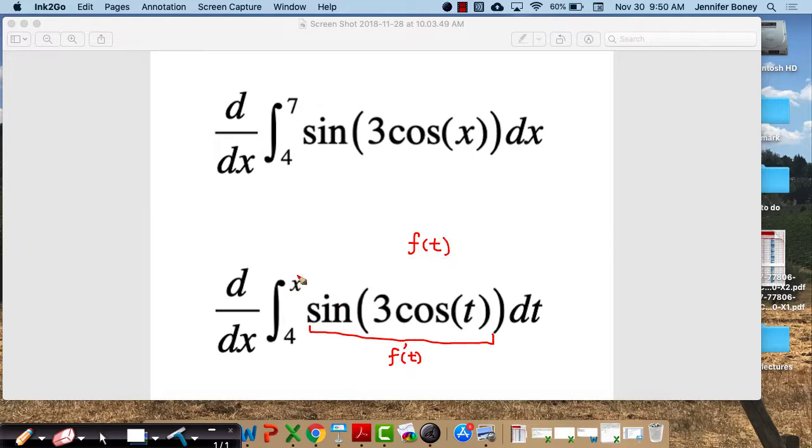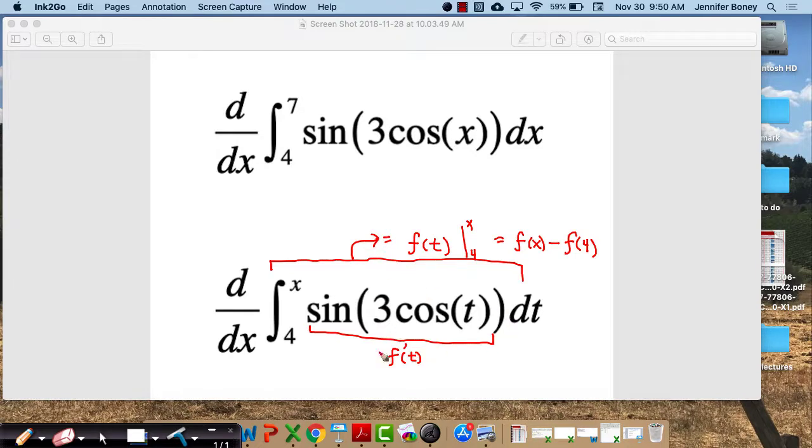But then I need to know how much f of t changes between any value of x and a starting point of 4, the net change over that interval. So between x and 4, which is the shortcut notation for saying, evaluate f at x, and evaluate at 4, and find the change over that interval. So at this point, I've done almost all of this.